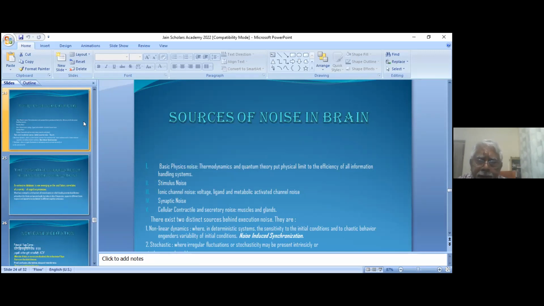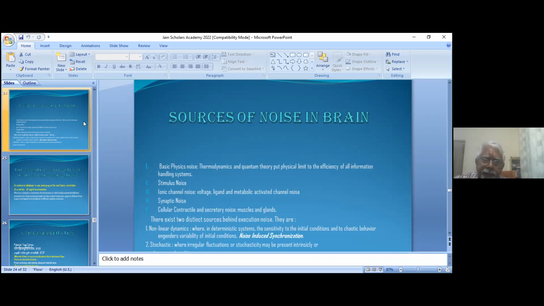That is called ion channel noise. What is that? In our brain, some information, say, coming from the outside world, is carried by small channels in the protein. These are called ion channels. Ion channels are very important because they are responsible for propagation of information. There are many types of ion channels: potassium, sodium, calcium, etc.